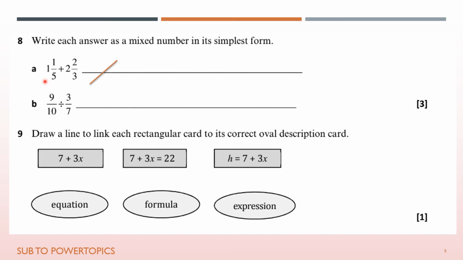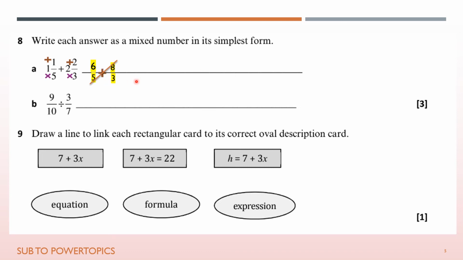So 1 whole 1/5 plus 2 whole 2/3. First we're going to change these into improper fractions. How do we do that? We multiply the denominator with the whole number, and then we add the numerator, and we get 6/5. Now we do the same with this one, 3 multiplied by 2, and then 6 plus 2, 8. So 8/3.